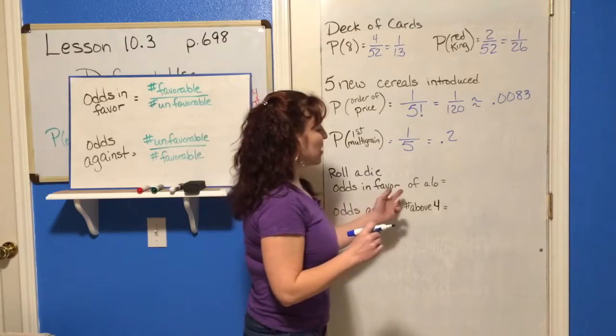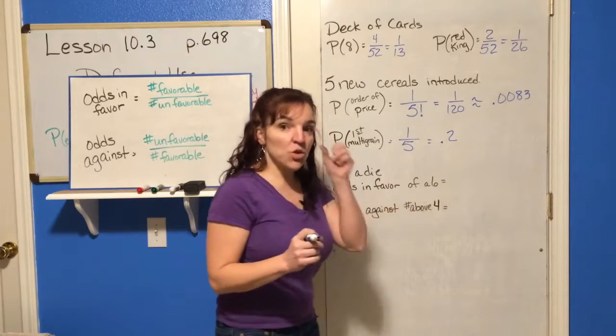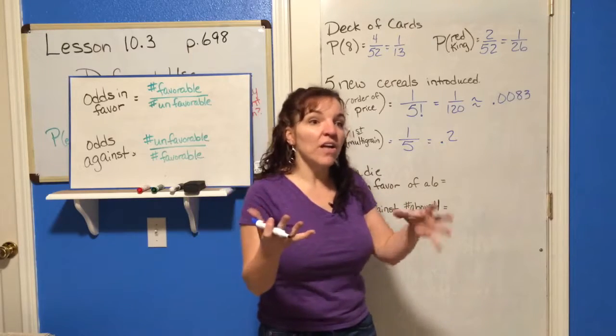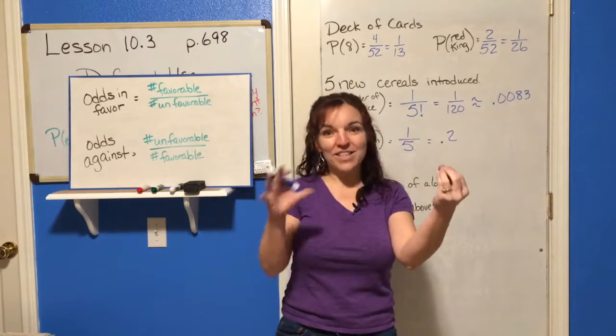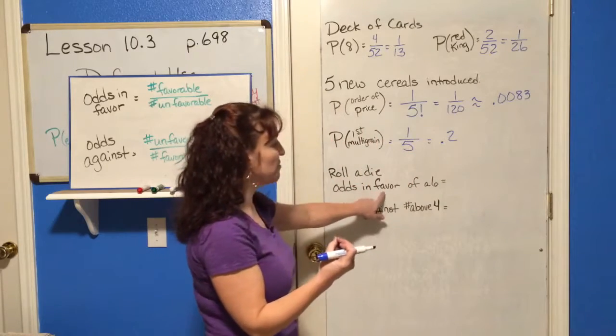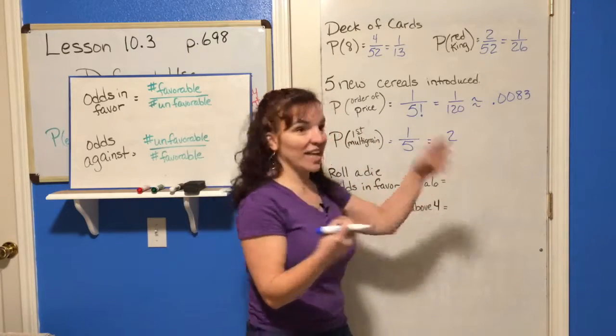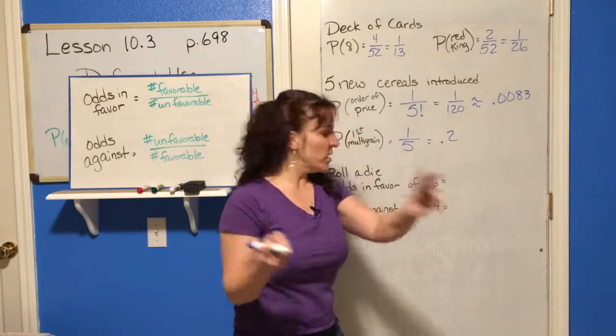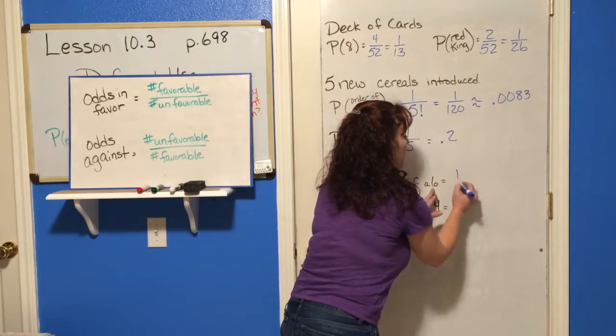All right, so if I'm rolling a die, it's just a regular 6-sided die, what are the odds in favor of a 6? So now remember, this is comparing the number of ways you can win to the number of ways you can lose. So you have to decide, well, how is it that I'm going to win? Because it's in favor. I'm going to win if I get a 6. So there's only one way that I can win.